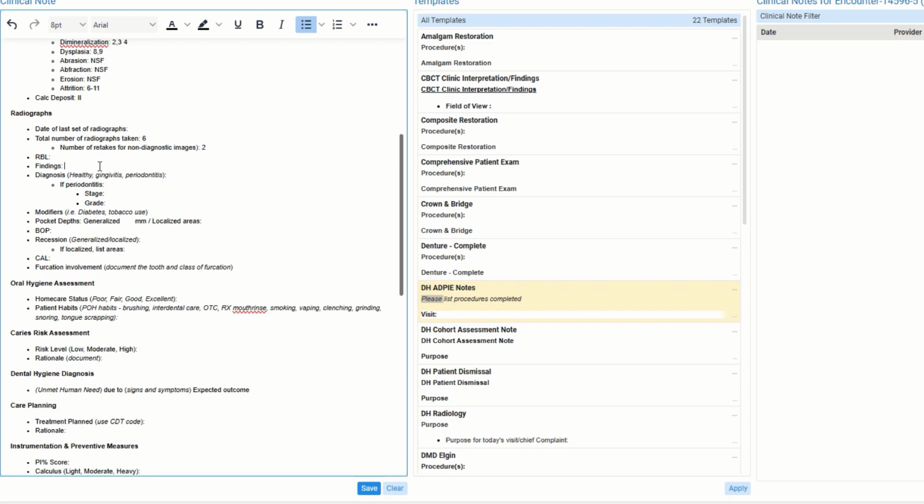Your findings, this is going to be, are you seeing anything on the x-rays that is significant? Is there a class 3 furcation or a class 4 furcation? Is there a radiolucency on tooth number 12? Are there any overhangs? Are there any suspects? So anything in this area of findings is considered abnormal with the teeth.